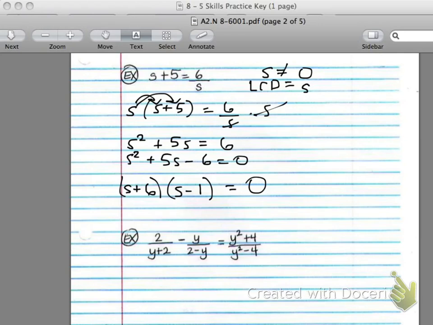So I have s equals negative 6 and s equals positive 1. Now, here's the deal. We want to go back to our excluded value. We don't want s to equal 0, so does that come up? That's not an issue, right? So we have two solutions, so now we want to check them real quick. All you got to do to check it is stick it into the equation. So here's our check over here.